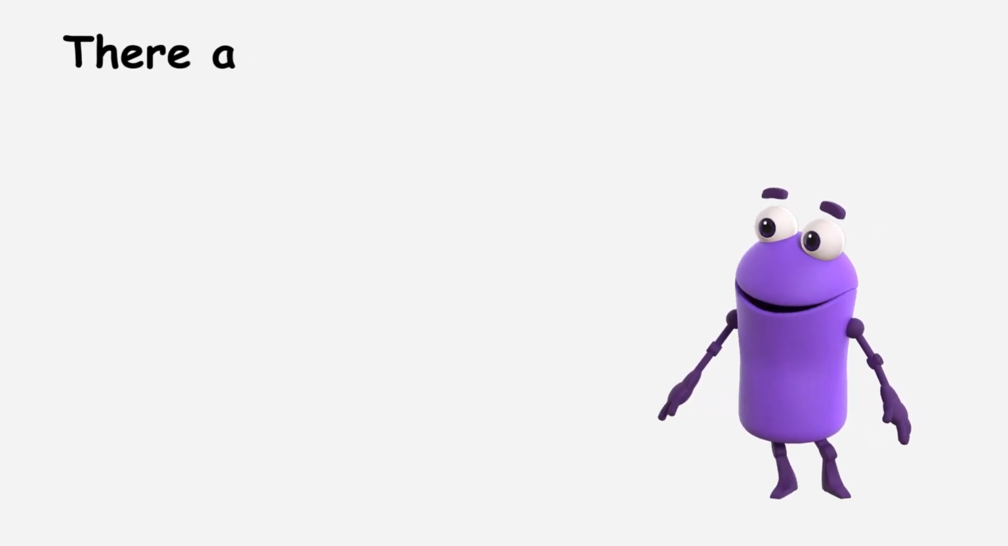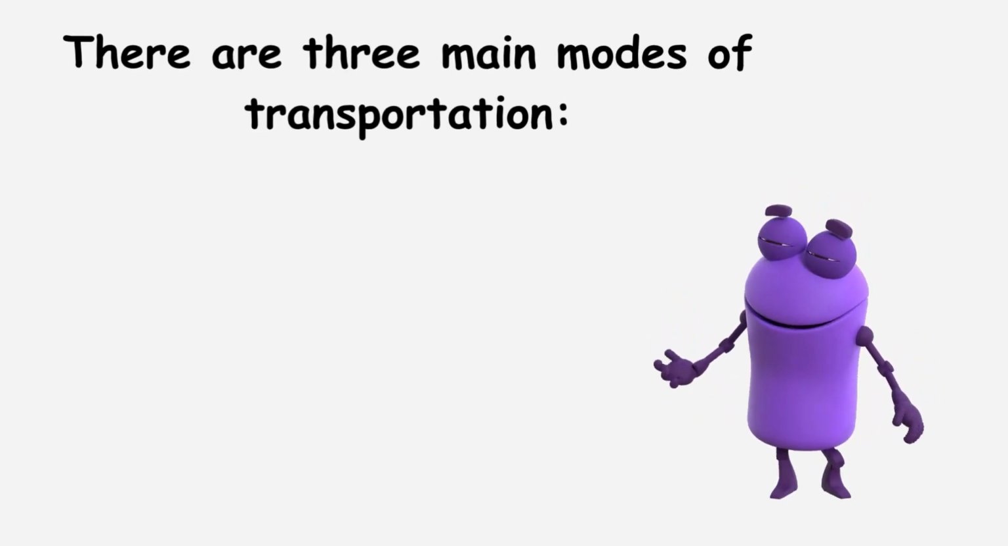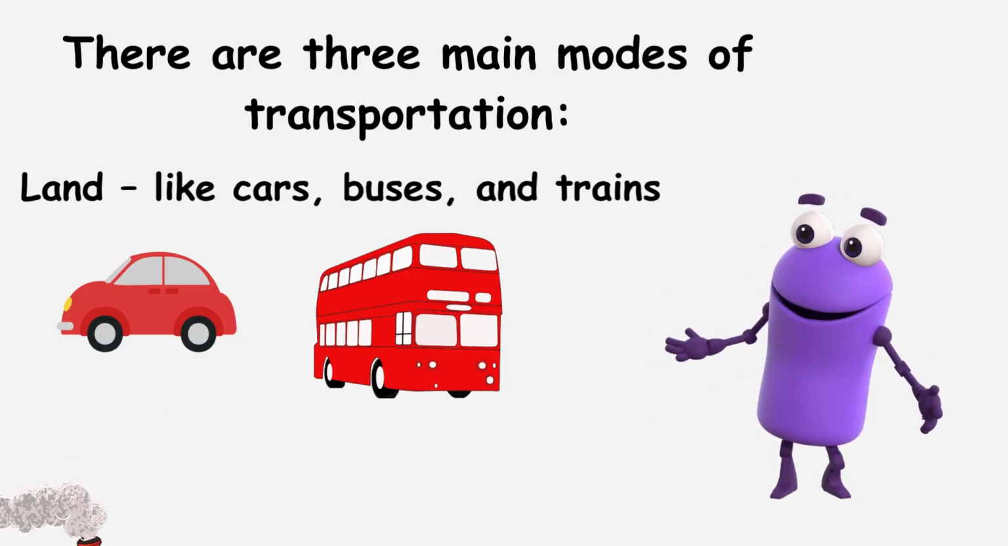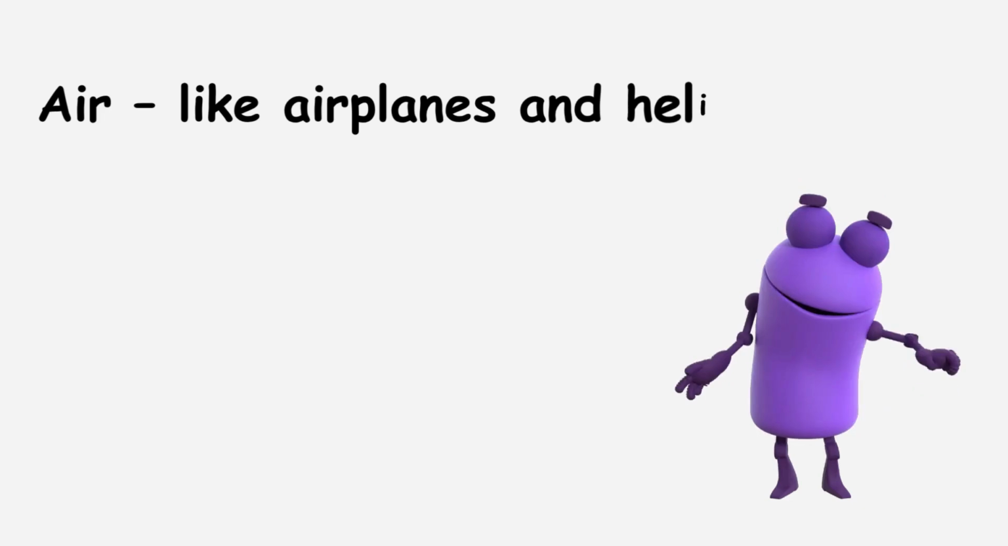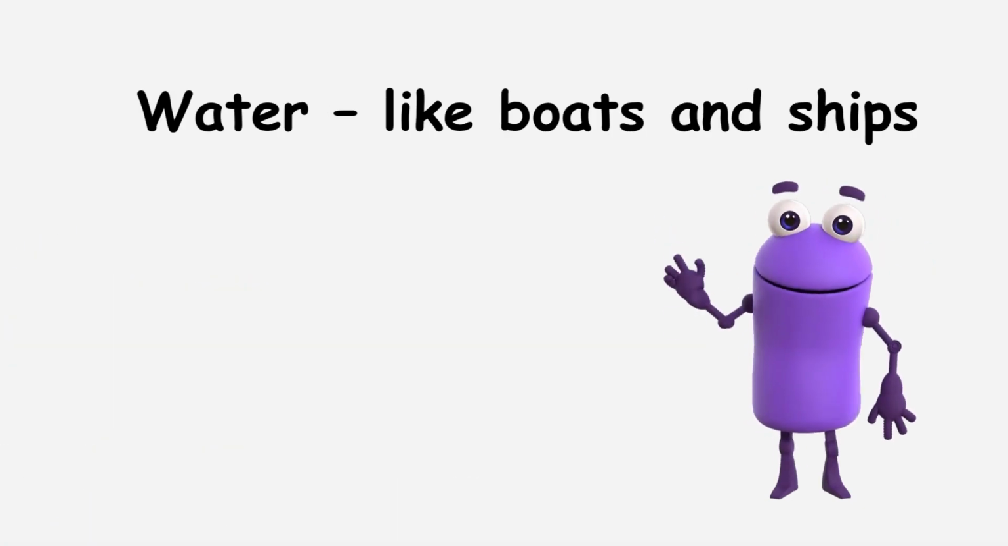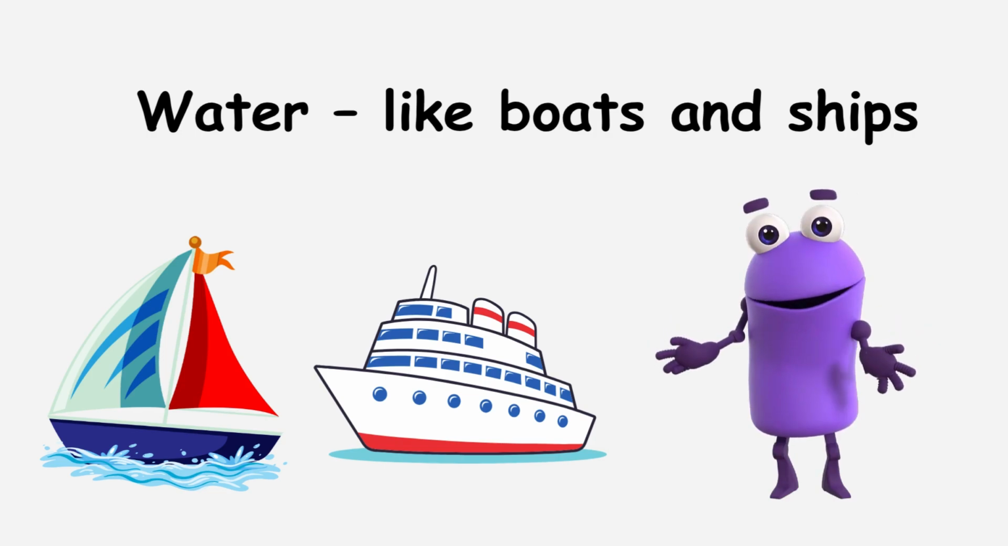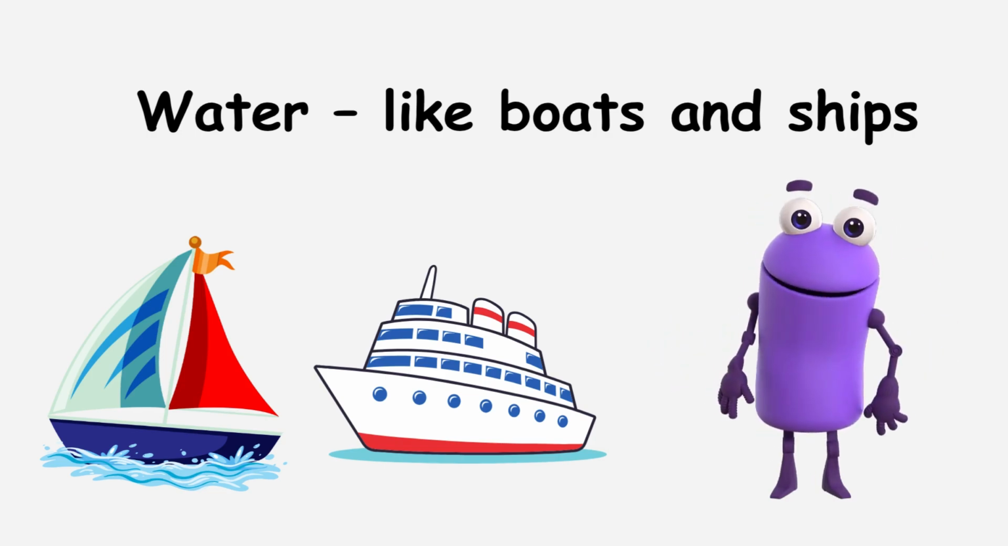Let's remember what we learned today. There are three main modes of transportation: land, like cars, buses, and trains. Air, like airplanes and helicopters. Water, like boats and ships. Transportation helps us travel, explore, and connect the world.